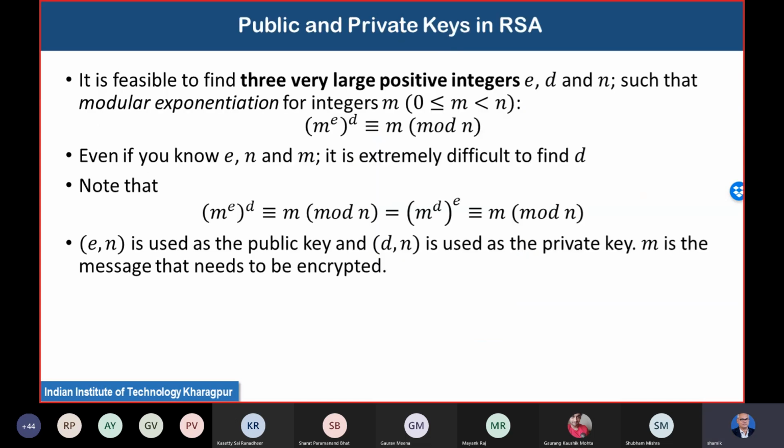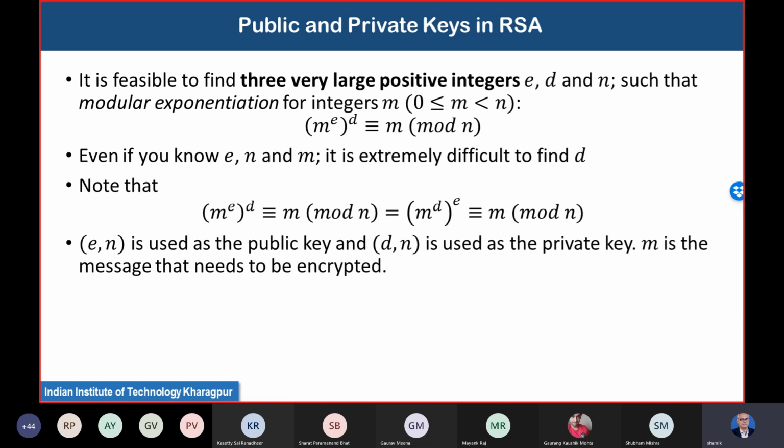Now, this is the broad set of steps. What it does is find three very large positive integers, E, D, and N, and it is feasible to do that, and we'll see that it is fairly easy, such that modular exponentiation for integers M has this property. That means E, D, and N satisfy a property that when we raise M to the power of E and then the whole to the power of D, that would be congruent to M modulo N. We'll see how these E, D, N are related very soon, and we'll see some examples.